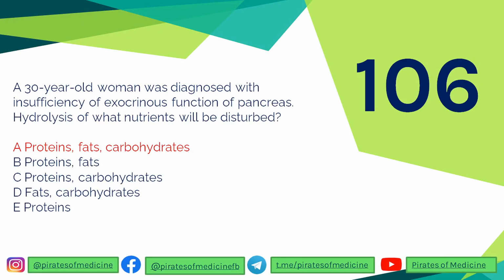106 is that a 30-year-old woman was diagnosed with insufficiency of exocrine function of pancreas. So endocrine means hormonal synthesis, exocrine means enzyme synthesis. So what enzyme function of the pancreas is impaired? So pancreas secretes the following enzymes.